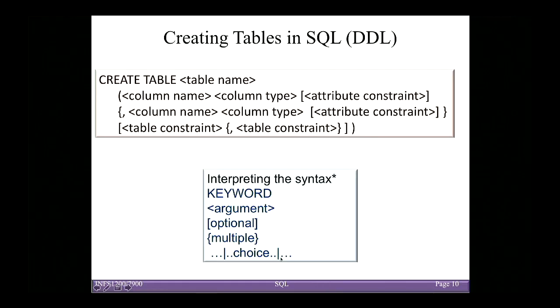Does column type mean the domain of the attribute? Which one? Column type means the domain? Column type means the domain of what it is, yes. So an example would be helpful.